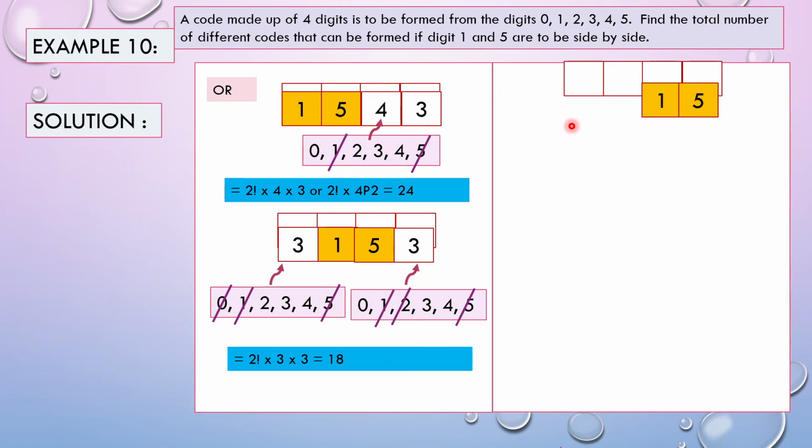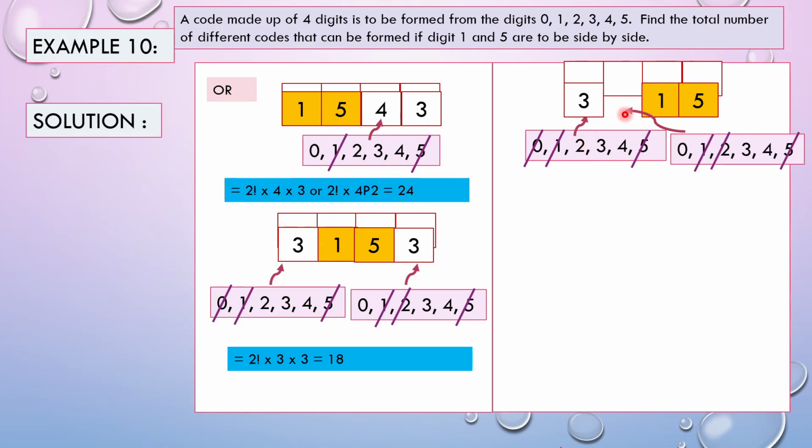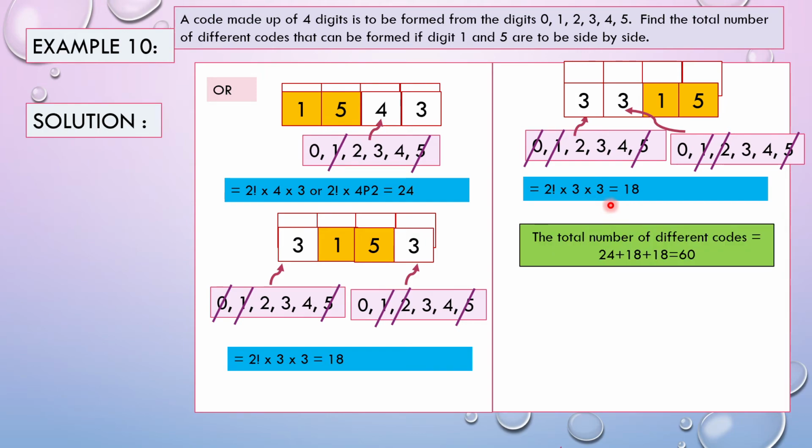Next, the third arrangement, where you put the 1 and 5 at the third and fourth placing. Again do the same thing. For the first box, we cannot use 0. So eliminate 0, eliminate digit 1, eliminate digit 5. So left another 3 options. And for the second box, again 3 digits have already been taken out, so now we have another 3. Multiply all this, you'll get another 18. So total arrangement will be 24 plus 18 plus 18. So total is 60 arrangements.